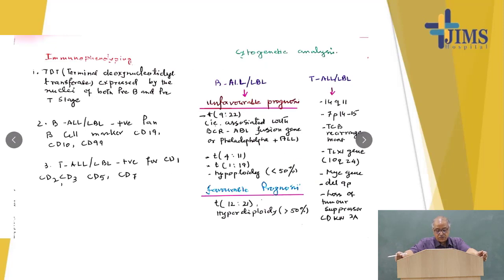Then how do we differentiate B and T cells by immunomarkers? In immunophenotyping, there is TdT, terminal deoxynucleotidyl transferase, expressed by the nuclei of both the T and B cell precursor stages. In B-LL or B lymphoblastic leukemia, the positive pan B cell markers are CD19, CD10 and CD99. How will you remember this? CD19, CD10 and CD99.